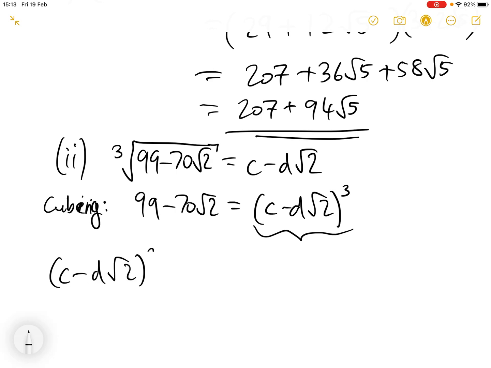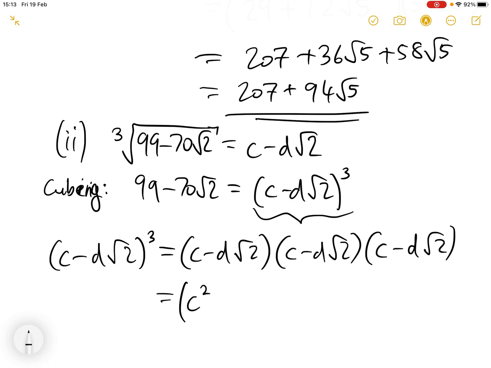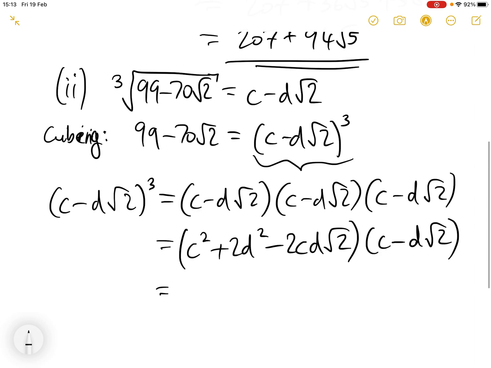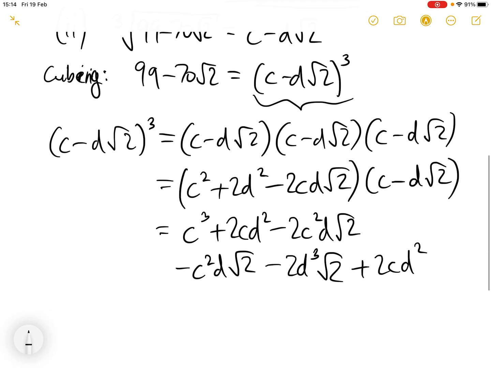So if we cube this, how would we cube this? Well, we have 3 brackets to expand again. So this is a lot like the previous part. So if we expand the first 2, we've got c squared, and then d root 2 times d root 2 is 2d squared, and then we've got minus 2 lots of cd root 2. And then if we multiply everything by c, we've got c cubed plus 2cd squared minus 2c squared d root 2. And if we multiply everything in the first bracket by minus d root 2, we get minus c squared d root 2, minus 2d cubed root 2, and then plus 2cd squared.